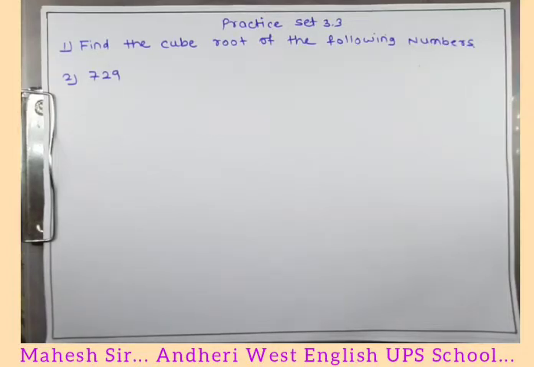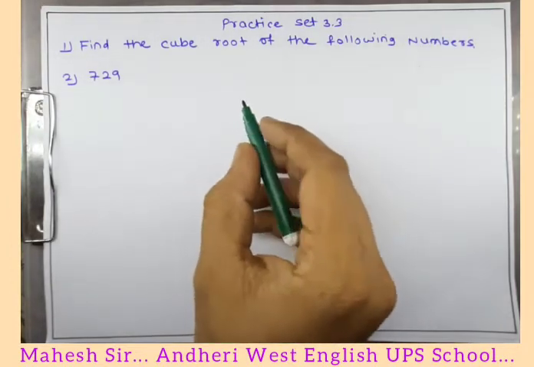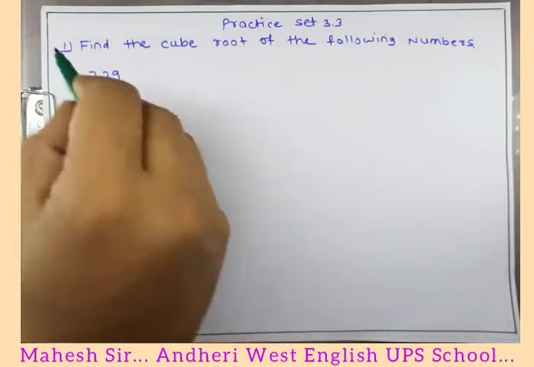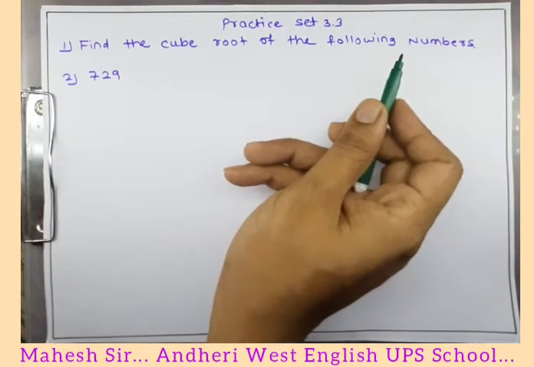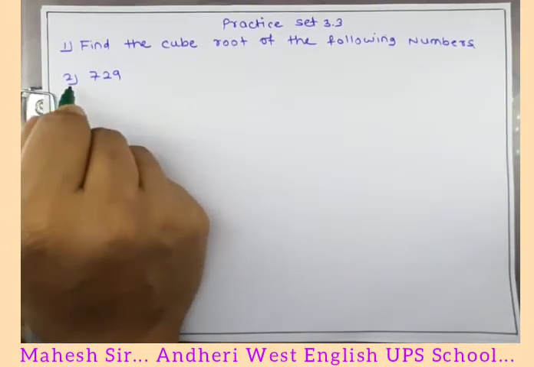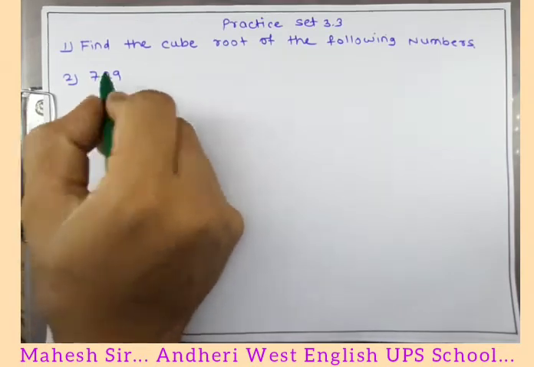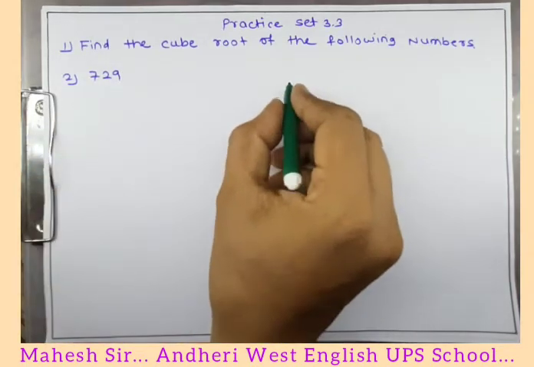Good morning, all students. Today we will start with the remaining questions of practice set 3.3. First question: find the cube root of the following numbers. The second number is 729. So first we have to find the factors of 729.